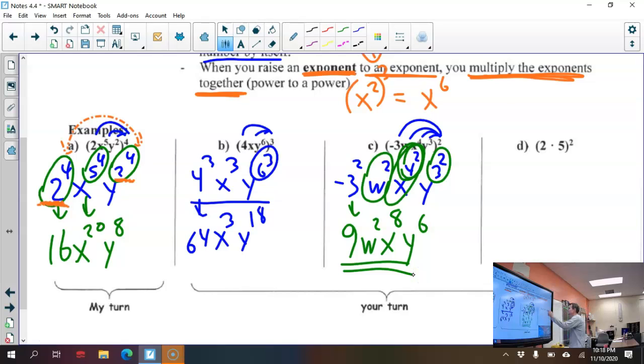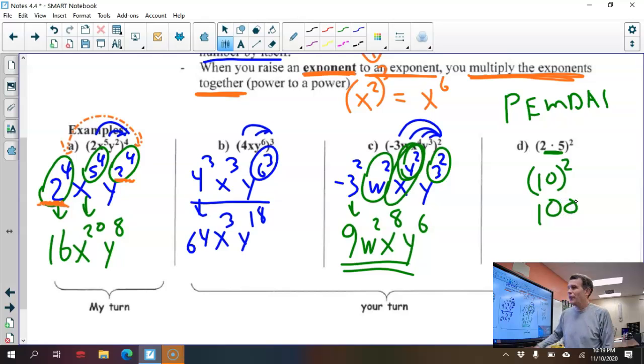And this last one, I would probably PEMDAS it. So I would do what's in parentheses first and get 10 to the second power. And 10 to the second power is 10 times 10, which is 100.